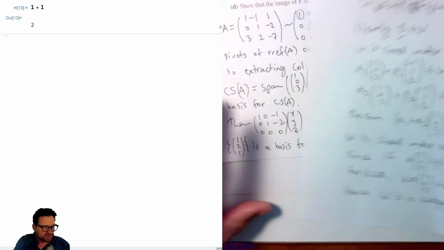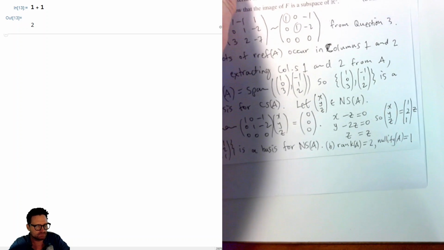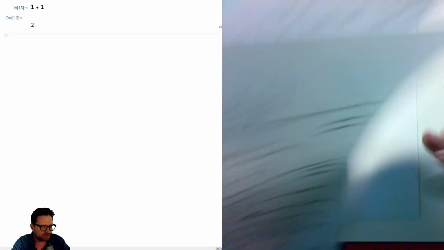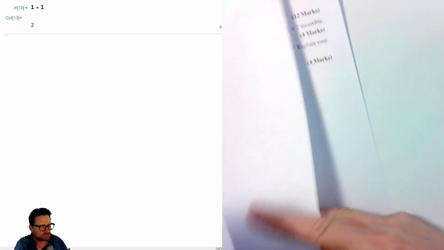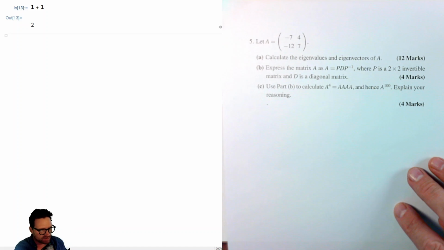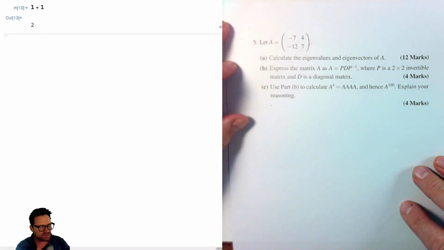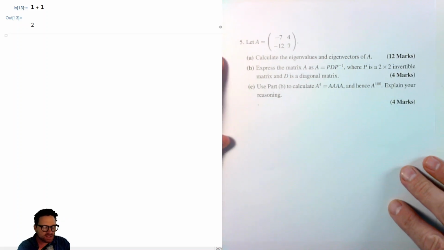Okay, let's move on to the next page. And final question. Let A be the matrix (-7, 4, -12, 7). Calculate the eigenvalues and eigenvectors of A.